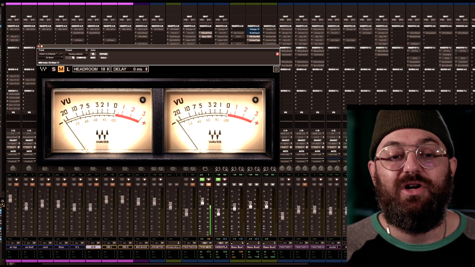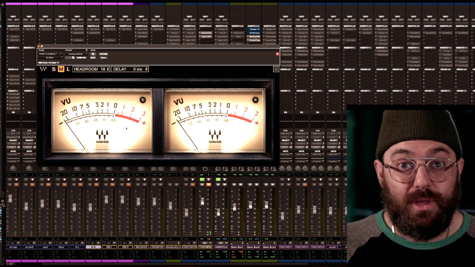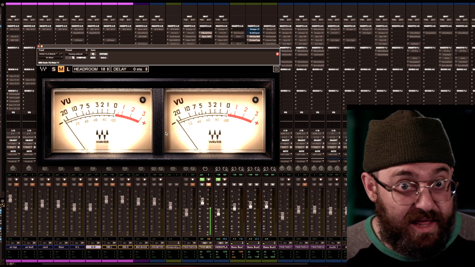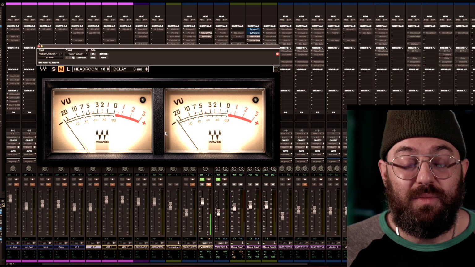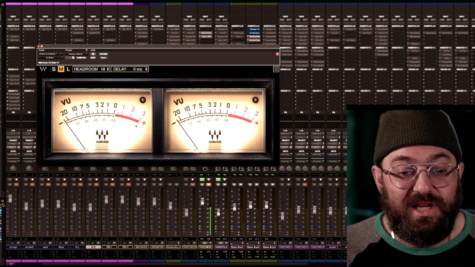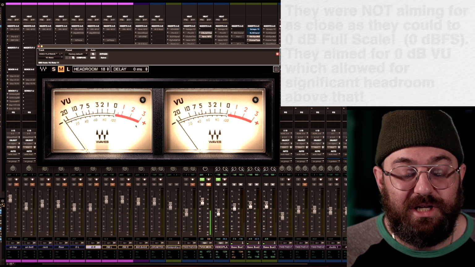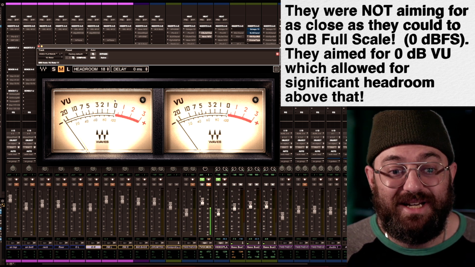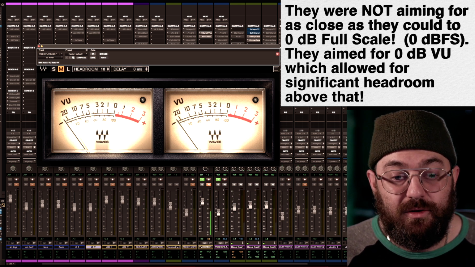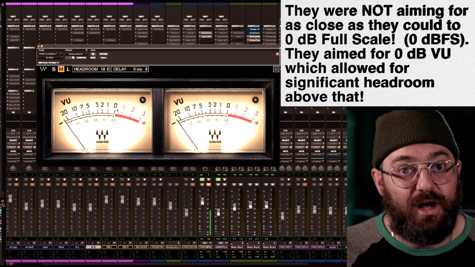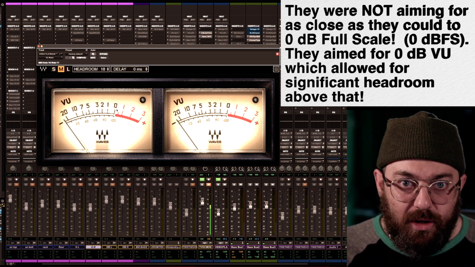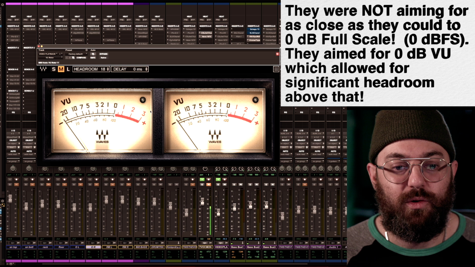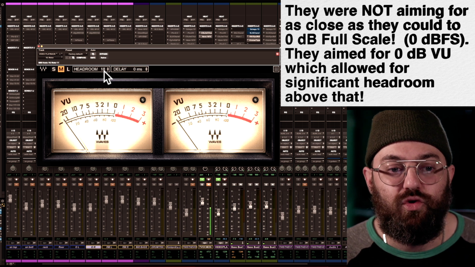In other words, if your needle's pinning against the three, you've got no idea how loud it's really going, because this doesn't go farther than that. But that was okay, because nobody needed to get as close to zero as they possibly could. They were just trying to get the stuff loud enough to not have that very apparent noise on it, and also low enough to not clip. So that's the importance of understanding what this is and the different headroom numbers.